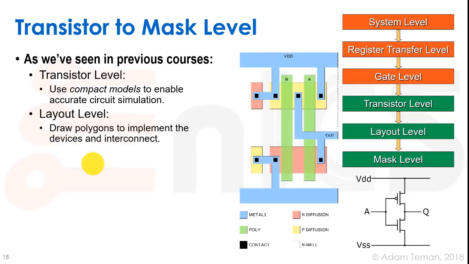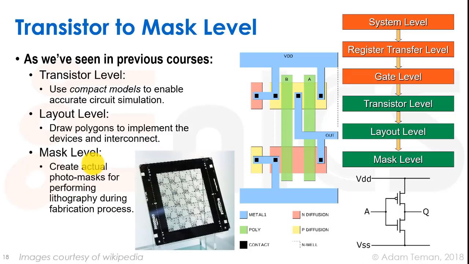We have the layout level, which is actually how to take those transistors and design the actual layers and polygons that will connect them together, and we'll be able to fabricate them. And then we have the masks, which is taking this layout type of stuff and creating the actual photolithographical masks that we can use to do a fabrication process. So I'm not going to discuss that much here.